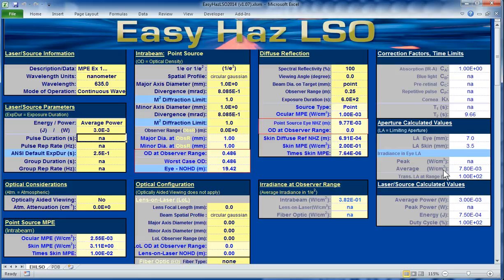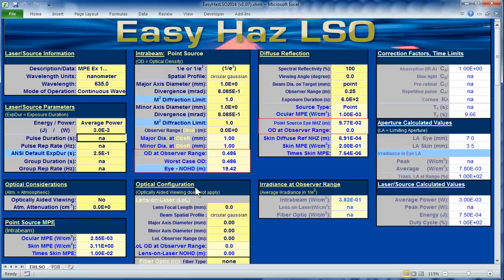But right now we see that the average irradiance is 2.8 milliwatts per square centimeter. So it is above the MPE, and therefore we have an OD value. If we select an OD value of exactly 0.486 for our eyewear, then the average irradiance in the eye, once we pass through the OD filter, would equal the MPE.